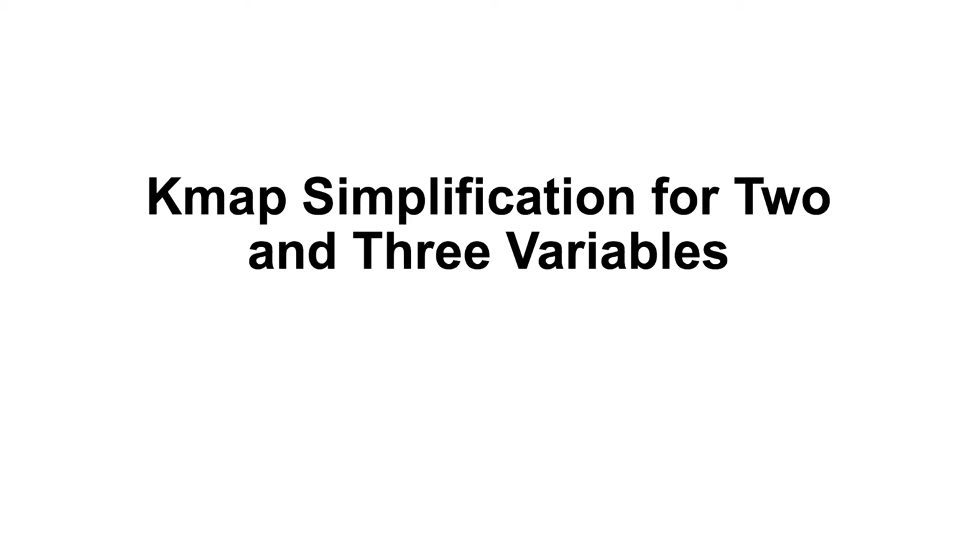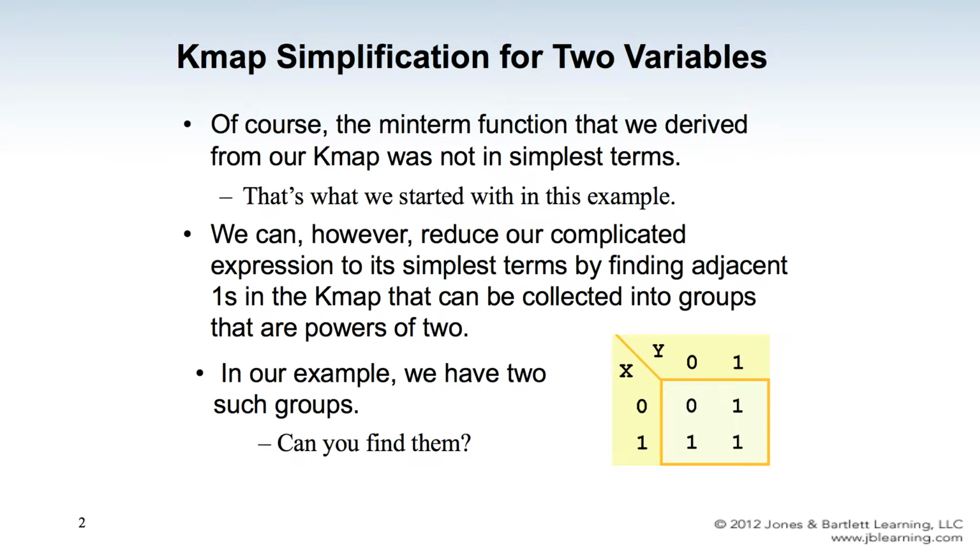So in this video, I want to talk about Kmap simplification for 2 and 3 variables. Kmap simplification for 2 variables. Of course, the minterm function that we derive from our Kmap will not be in the simplest form yet, and that's what we start with in this example.